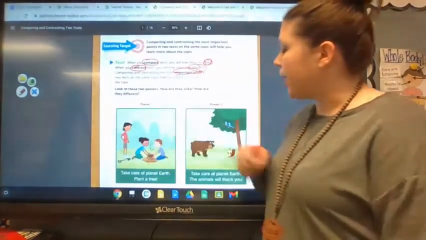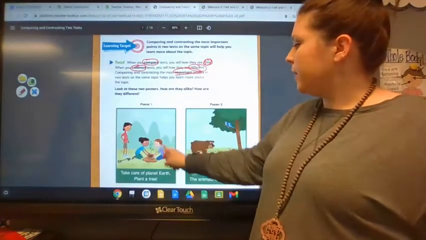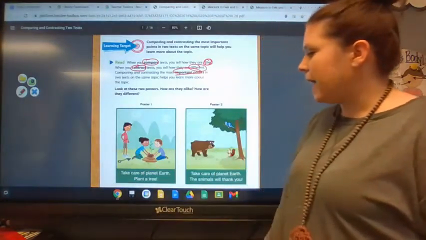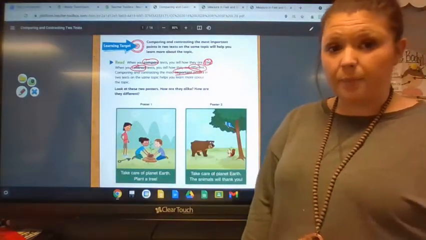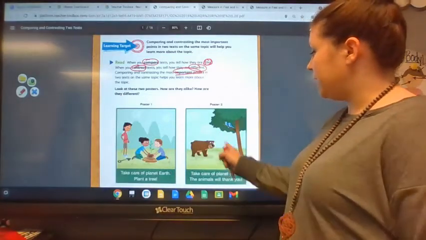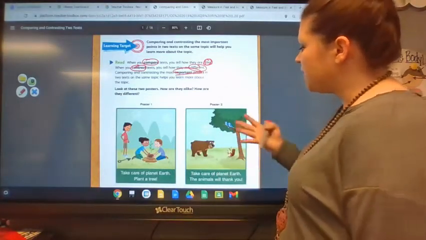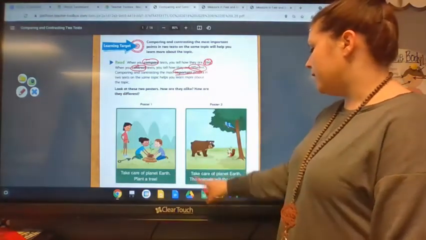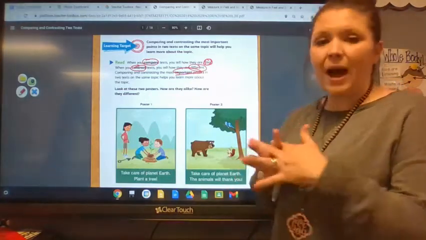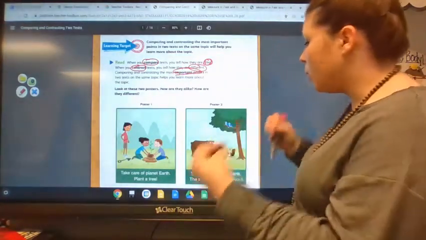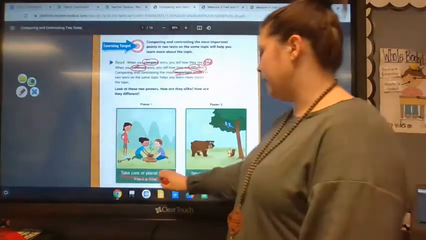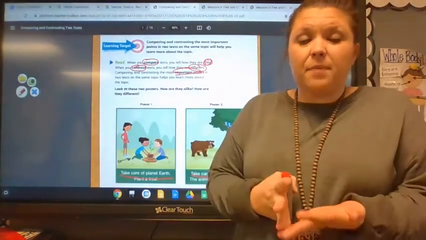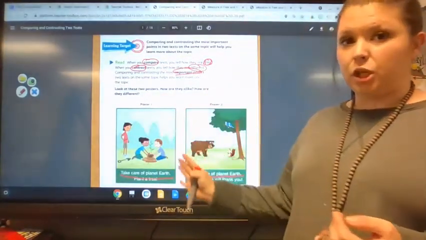So here we have a photograph or an illustration of some kids planting some type of plant, okay? The text says, take care of planet Earth, plant a tree. This one has some animals and a tree and some birds. So this is a scene in nature. It says, take care of planet Earth. The animals will thank you. So I saw two phrases here that were the same. Take care of planet Earth. Take care of planet Earth. So that is something that is the same about these two posters.